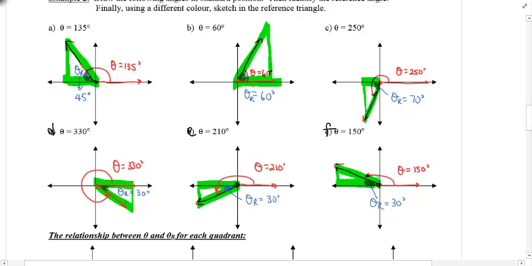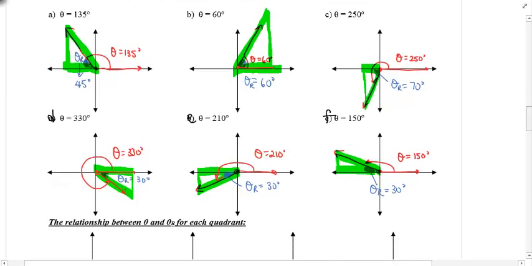Do your diagrams look like mine? I sincerely hope so. If so, let's move on. If not, you make your changes. But if you were curious how I found the reference angle measurement so quickly, I'd like us to take a look at a few examples here, and maybe you can find relationships between theta and theta r.